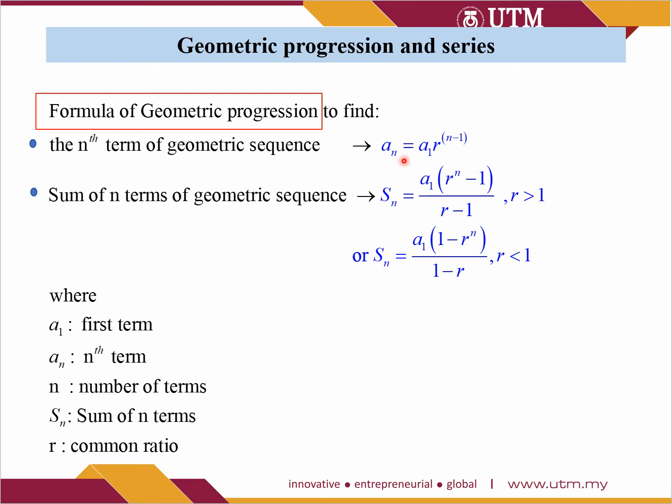So this formula is for r greater than 1. But if our common ratio is less than 1, then we will use this formula. Given that Sn equals a1 times 1 minus r to the power of n divided by 1 minus r. So that is the formula for the geometric progression.